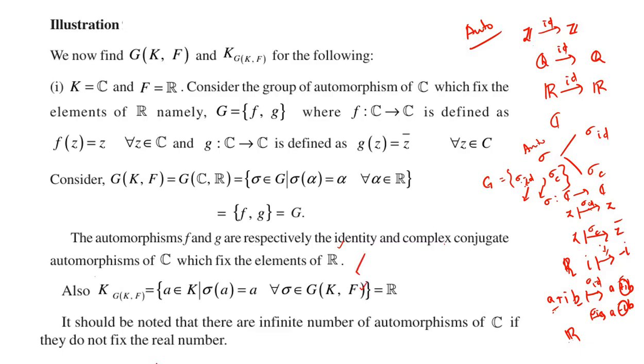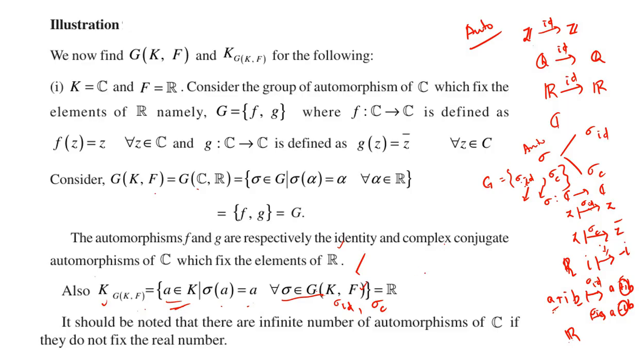Now, K^{G_{K/F}}. So G_{K/F} means mapping, finished. Now scalars. By the definition, K^{G_{K/F}} is all those scalars in K which are left fixed by all the elements of this. What are the elements available in this? You have only sigma identity and sigma conjugate.